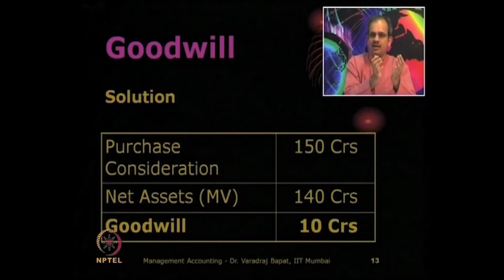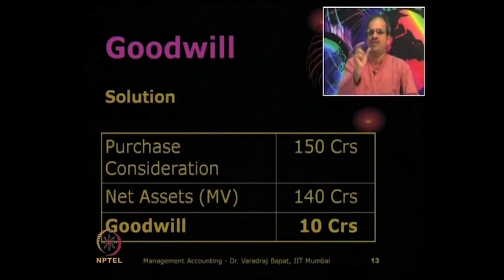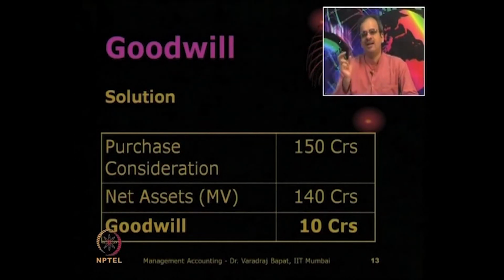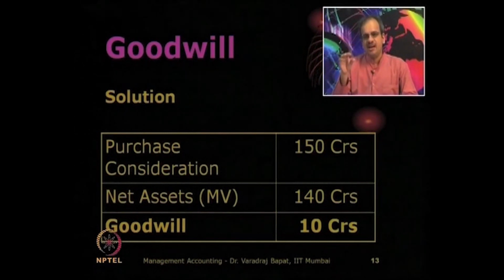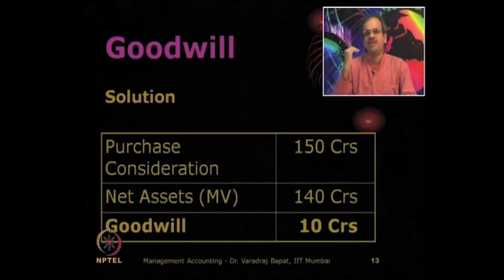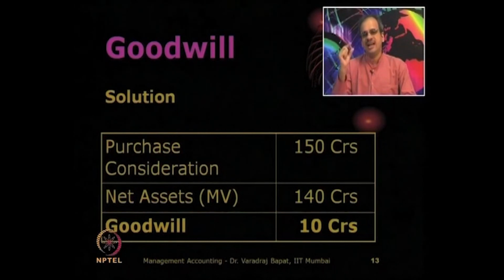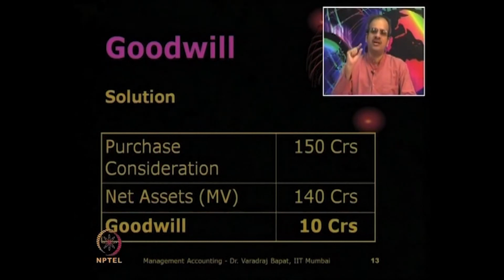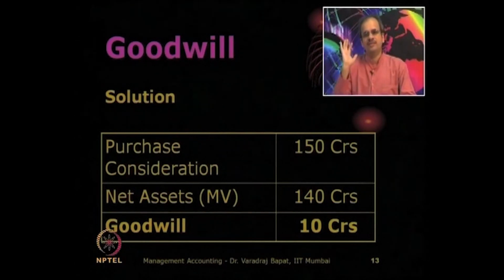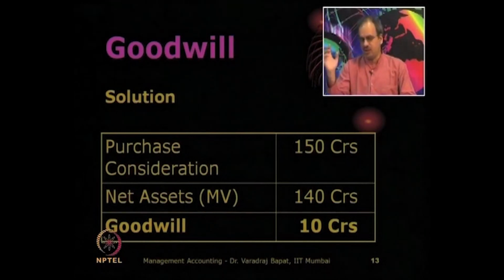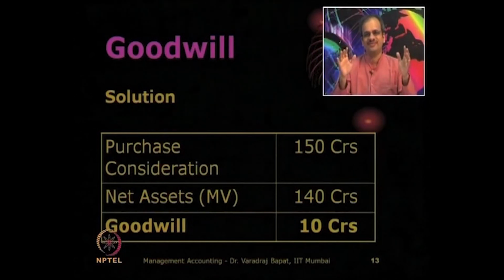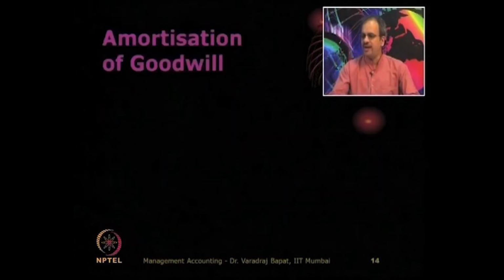There is something more which is hidden, something more which you can't see, but it exists. It gives benefit to the business. That something more is the reputation of the company, which is known as goodwill. So, goodwill is valued at 10 crore. Is it clear to all? Okay. Let us go ahead.